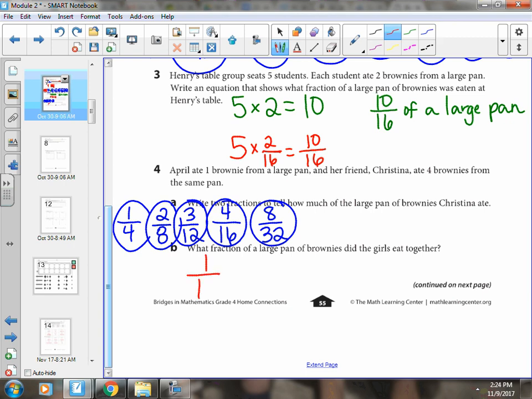April ate 1/16. Christina ate 4/16, and altogether that equals 5/16. Okay, moving on to the next page.